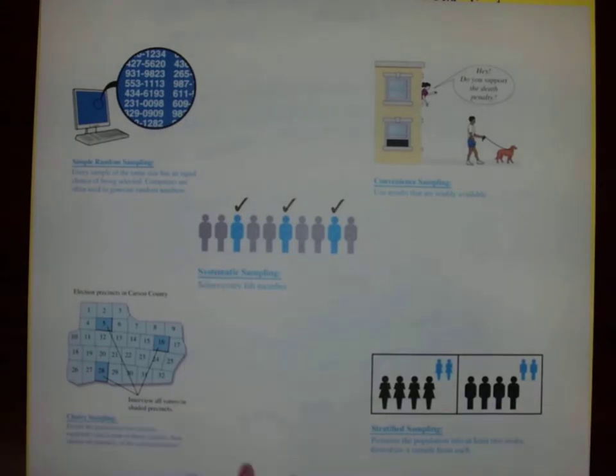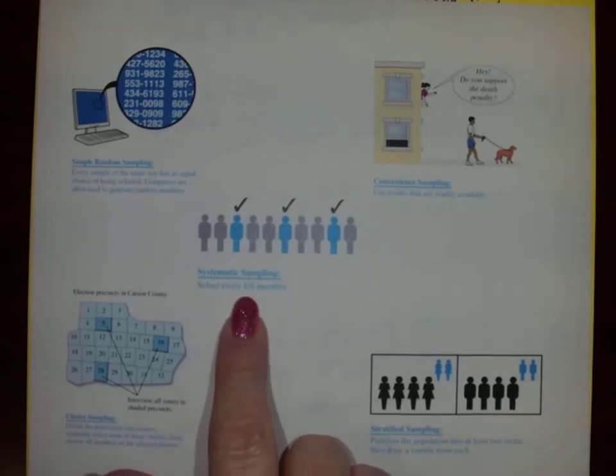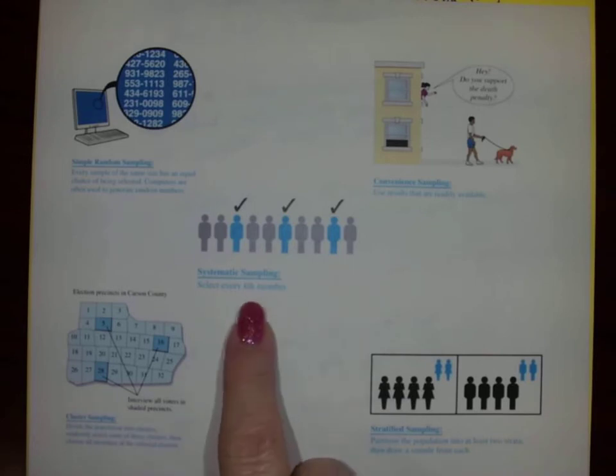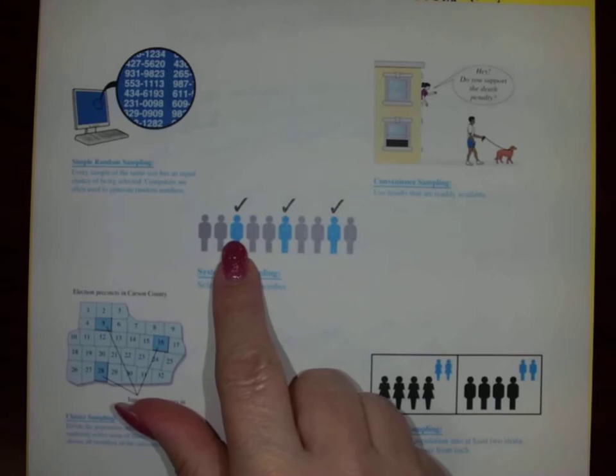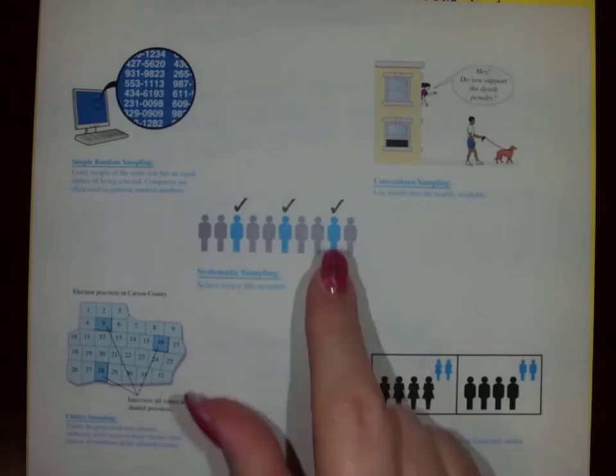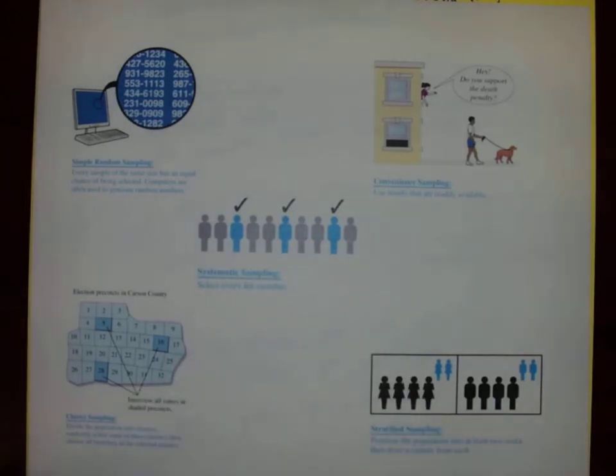Systematic sampling, that's where we're going to select every 4th member. This one says every 8th member. I was trying to read the writing. In this case, it's the 3rd, right? So 1, 2, 3, 1, 2, 3, 1, 2, 3. This is like the one that we did in an example where we did every 5th.